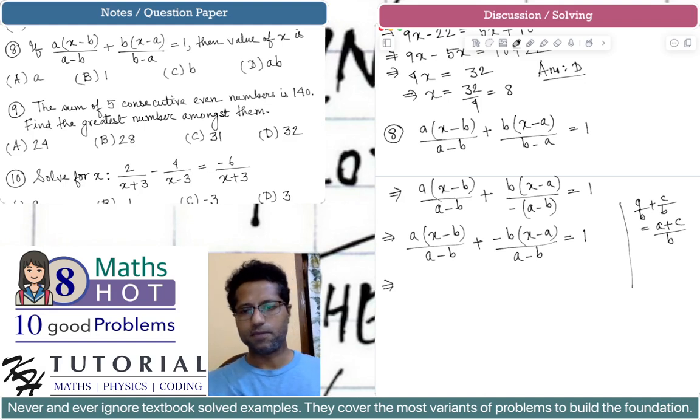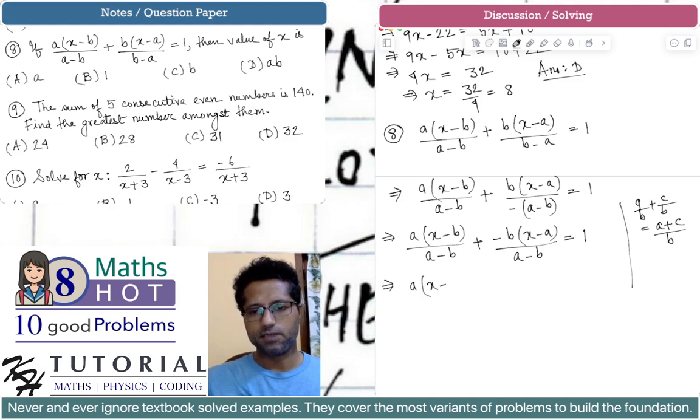So the same thing will apply here. We can see on the LHS the denominators are same, that is a minus b. So if we do the addition, the numerators will add up, that is a into x minus b, plus negative of b into x minus a, divided by a minus b, is equal to 1.